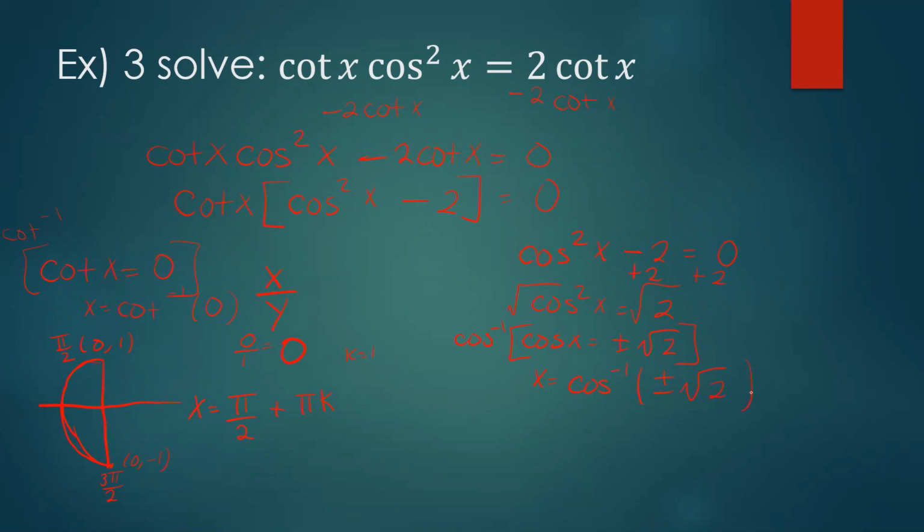Now, is this even possible? No, right? If you look into your unit circle, the answer will not give you a cosine of positive or negative radical 2. You do have a possibility of radical 2 over 2, but not just regular radical 2, so this is not possible. Okay, so your only answer is going to be x equals pi over 2 plus pi k. That's example 3. Let's move on to example 4.